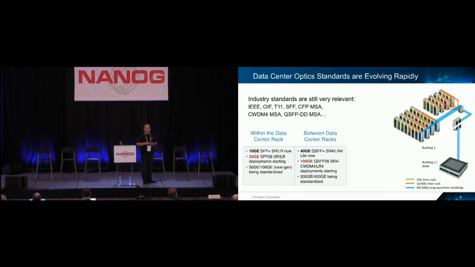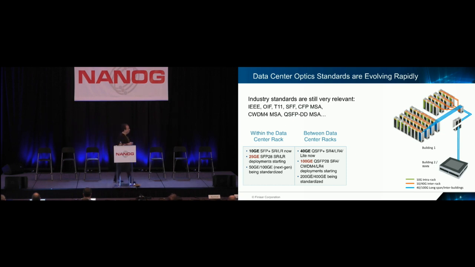Between data center racks or switch to switch, 40G is still pretty much being deployed at many data centers. However, 100G, as the previous speaker said, is massively being deployed now by the big clouds, 100G QSFP28s, multi-mode, single-mode, all kinds of different interfaces are out there being deployed. And next generation speeds are already standardized.